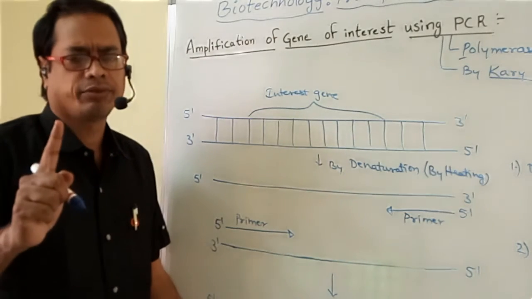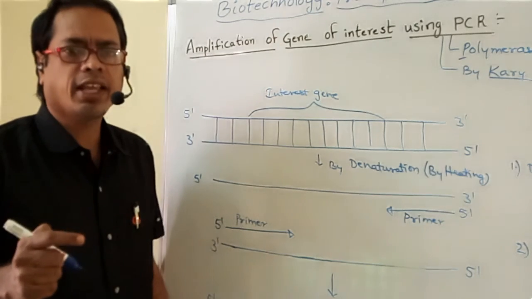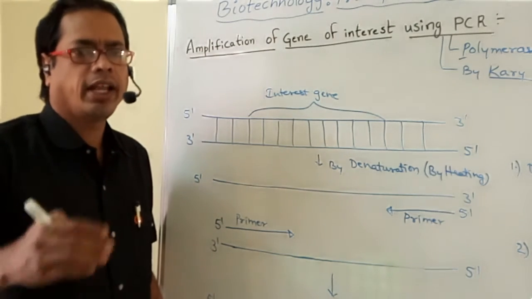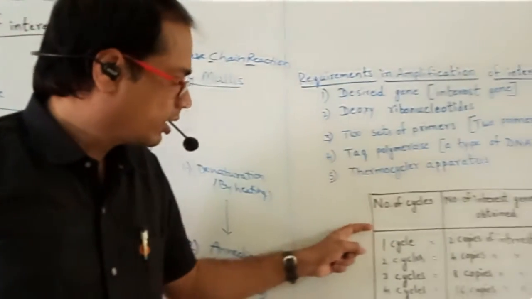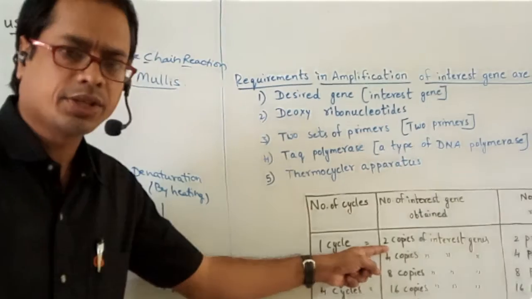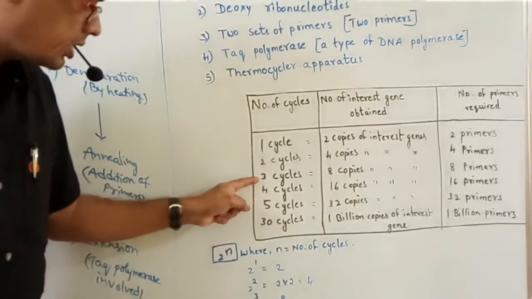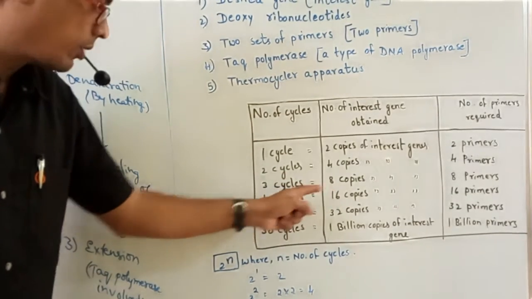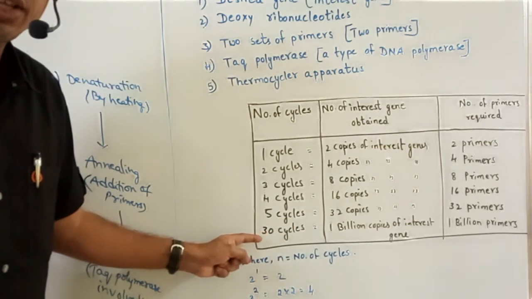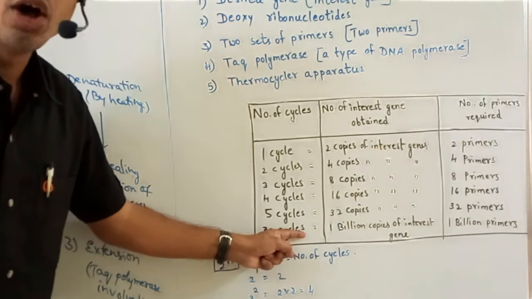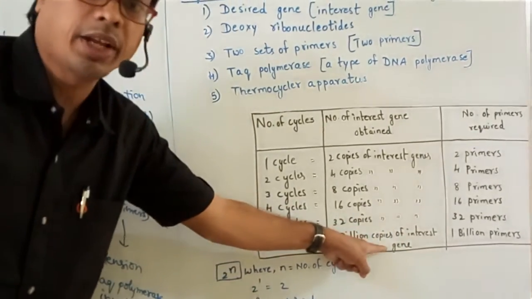This is one cycle. If it is 2 cycles means 2 power 2. If it is 3 cycles means 2 power 3. Like that you have to calculate. 1 cycle means 2 copies. 2 cycles means 2 power 2, 4 copies. 3 cycles means 8 copies are formed. 5 cycles means 32 copies. If it is continued for 30 cycles, how many copies are formed? 1 billion copies of interest genes are obtained.